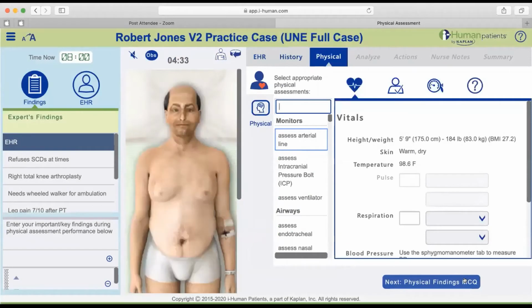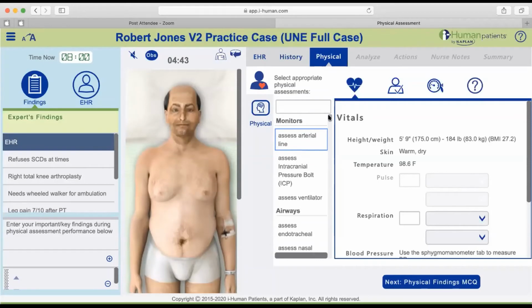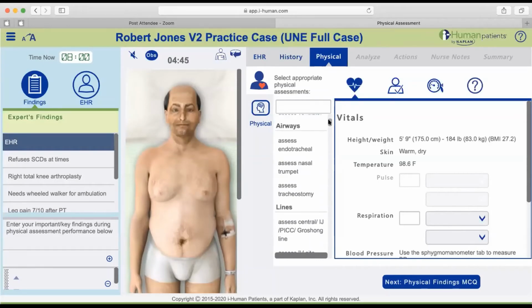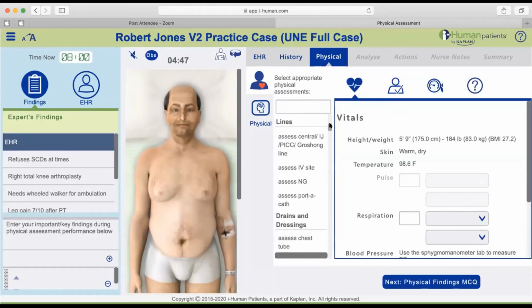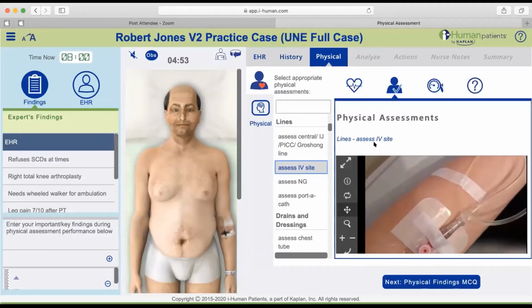Couple of things here. We can identify what we need to assess by going through the options here. He isn't on a monitor. I don't have airway problems. In terms of lines, well, he does have an IV, so I could select assess the IV site. And in this case, we have to interpret a picture.